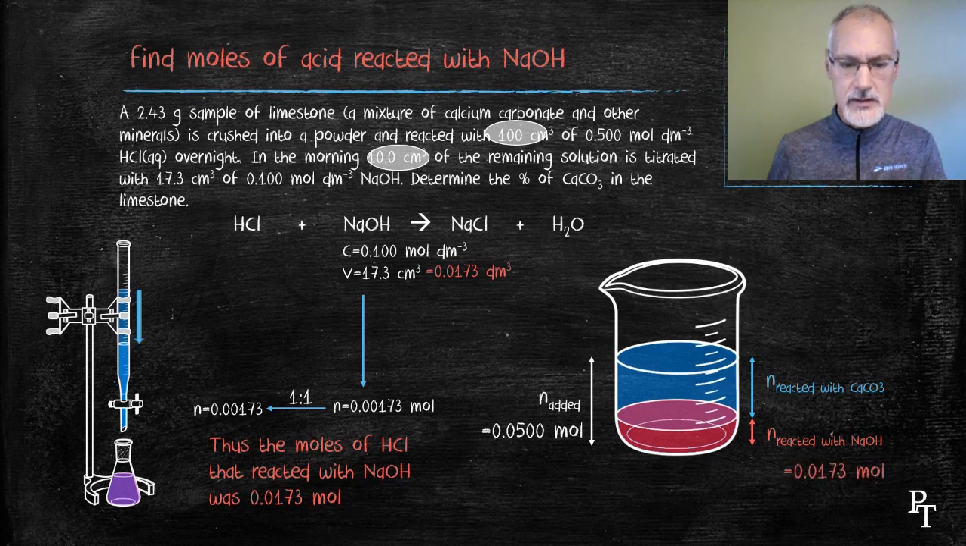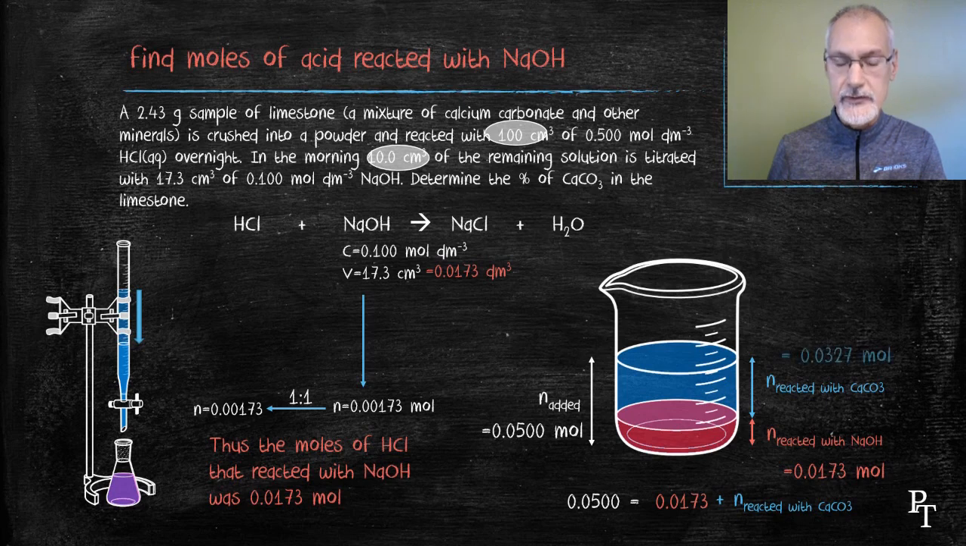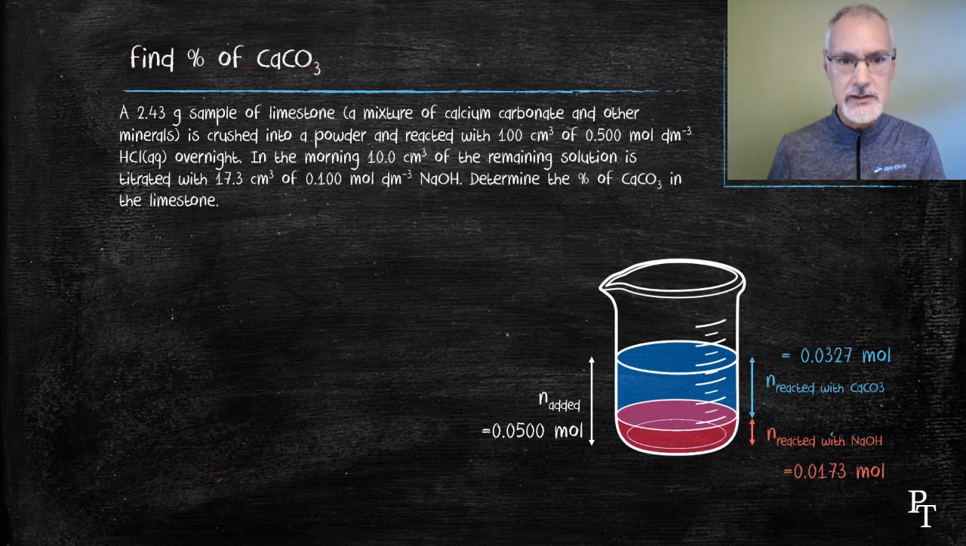Now, with knowledge of the moles that I added and the moles that actually reacted with the NaOH, I can subtract those to determine the actual amount that reacted with the calcium carbonate, 0.0327. This is the number I need to return back to my original equation. So I needed to know the number of moles that actually reacted with the calcium carbonate.